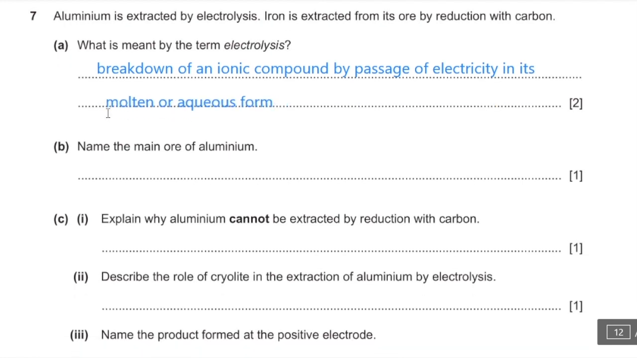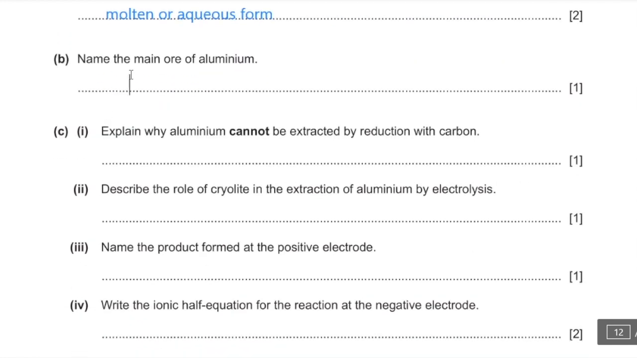B. Name the main ore of aluminium. So we have this answer as bauxite.